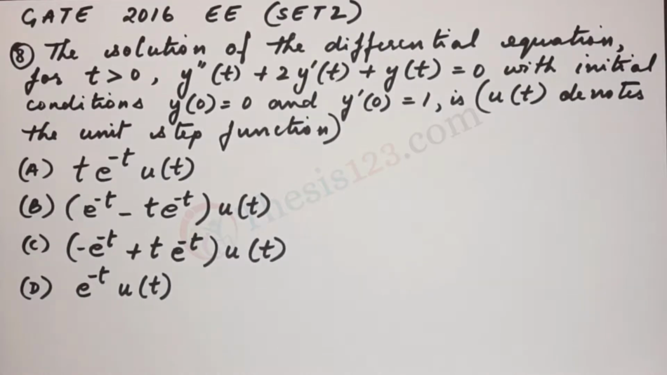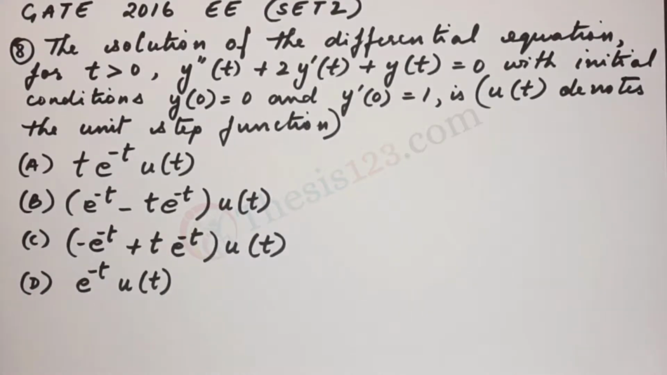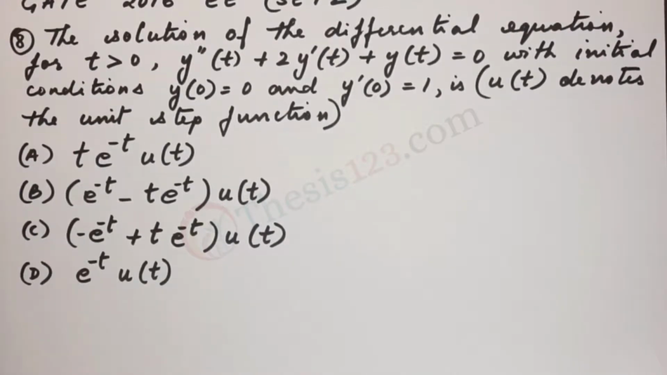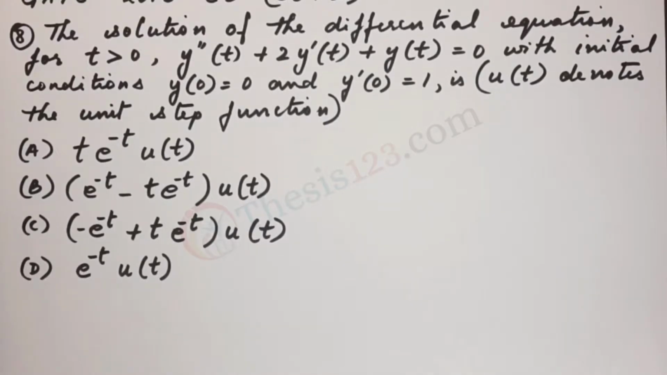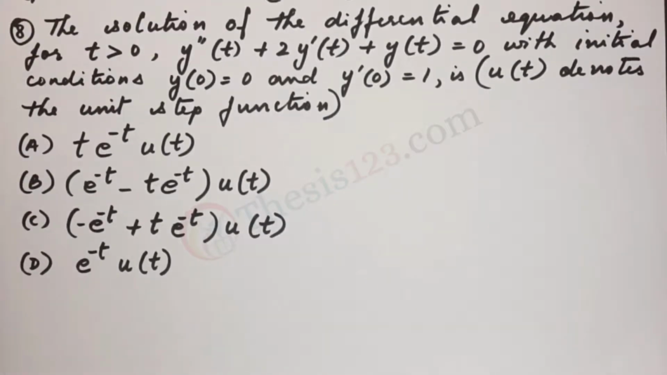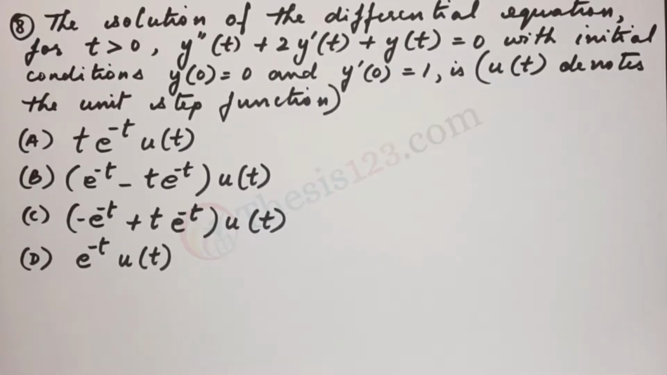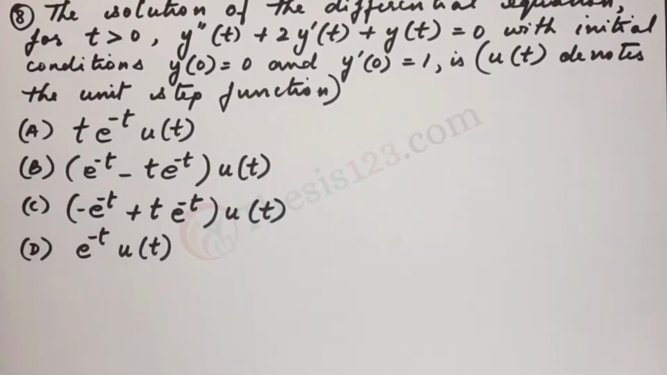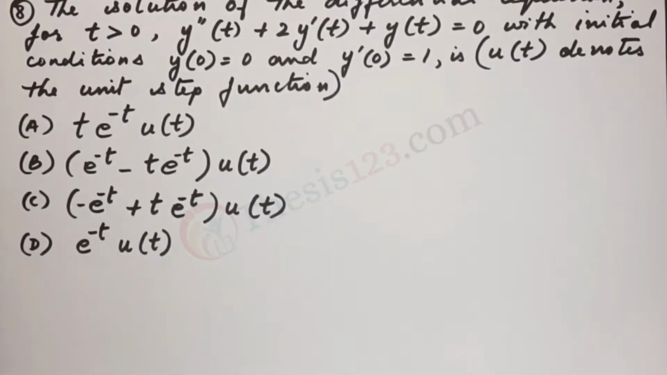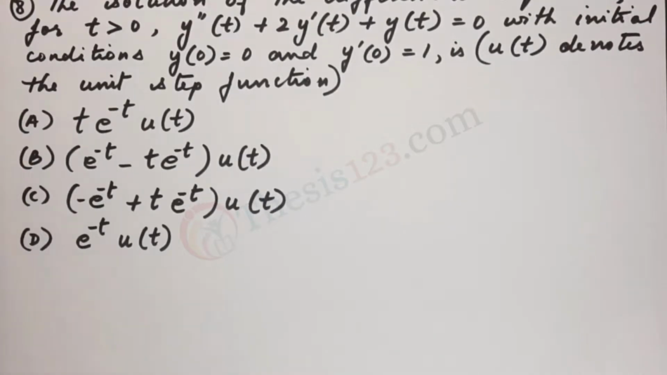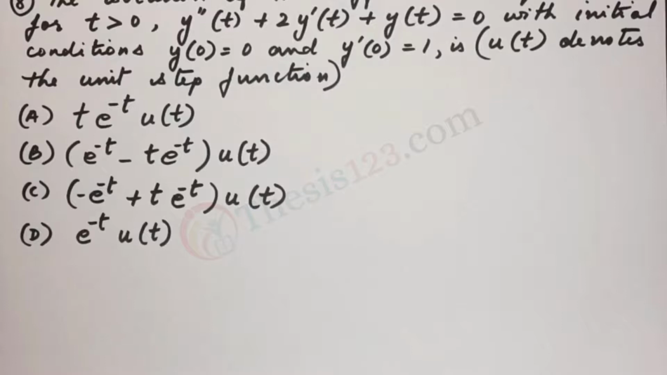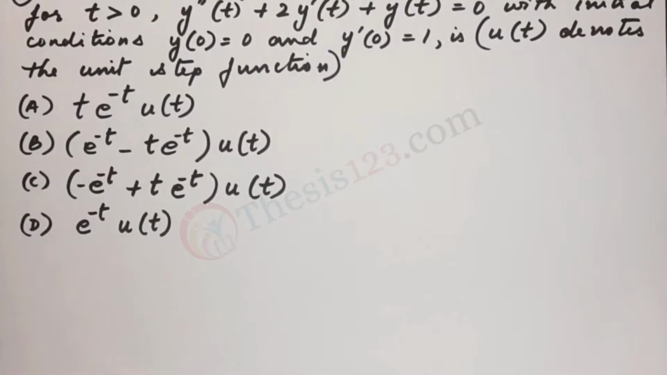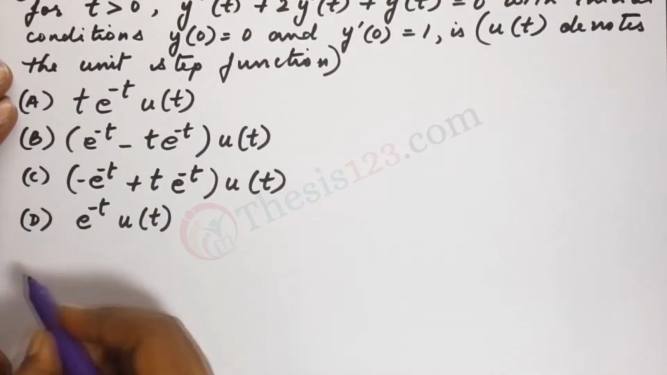Here's the next question, number 8. The solution of the differential equation for t greater than 0, y double dash of t plus 2y dash of t plus y of t is equal to 0, with initial conditions y of 0 is equal to 0 and y dash of 0 is equal to 1 is, and we have our 4 options. The question also tells us that u of t denotes the unit step function. So we have to solve the given differential equation using the initial conditions given. I'll just write that down over here.